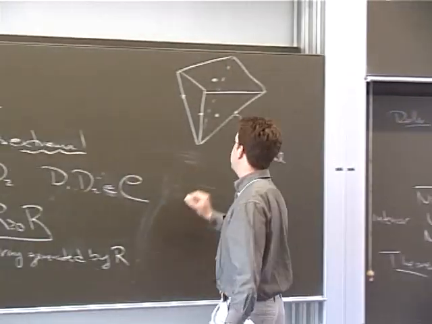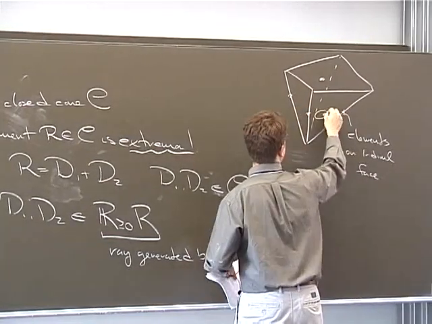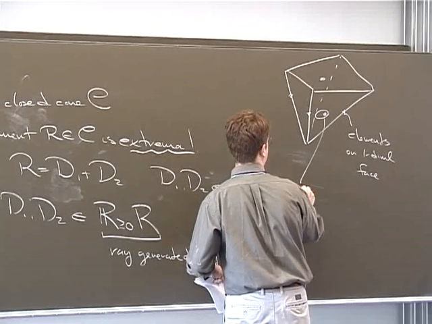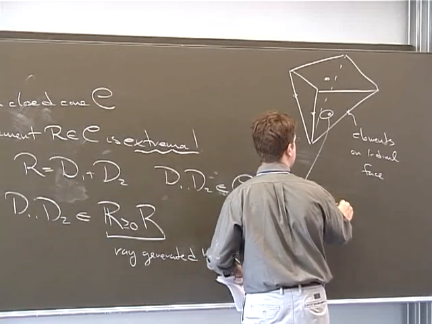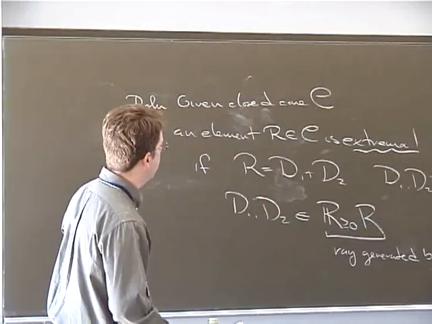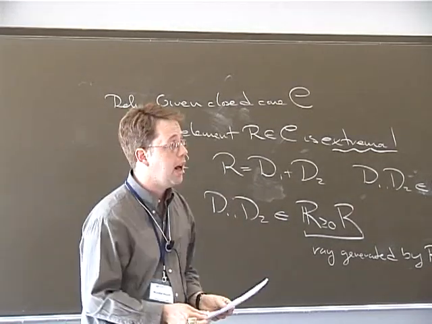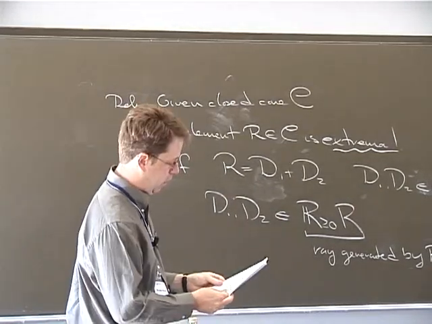So examples are these points here, but this is not extremal. Anything in the interior of the cone is not extremal. So this is an important technique in convex geometry, and it will be crucial in the analysis that we're going to do later on.